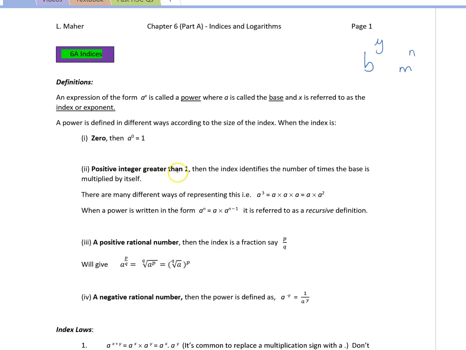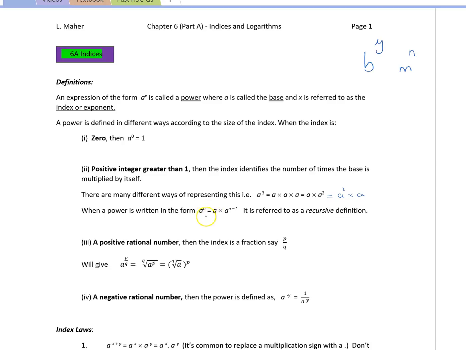When you've got a positive integer for your power that is greater than 1, any positive whole number greater than 1, then there are many ways that you can actually write that term. So if the base is a and the positive whole number is 3, a to the power 3 could be written as a times a times a. There's no reason why it couldn't be written as a times a squared, and you're probably also thinking, well, there's no reason why it couldn't be written as a squared times a, and you're quite right.